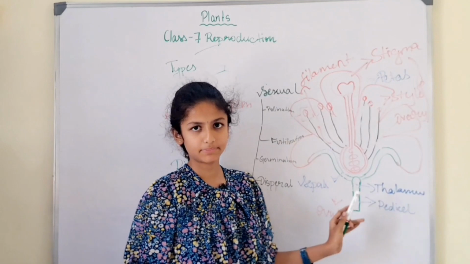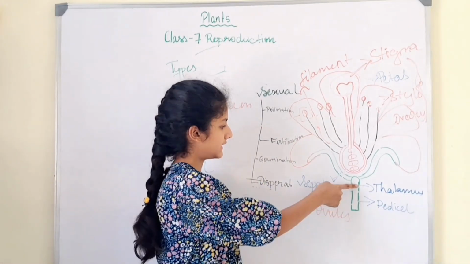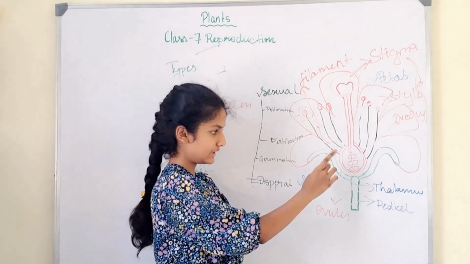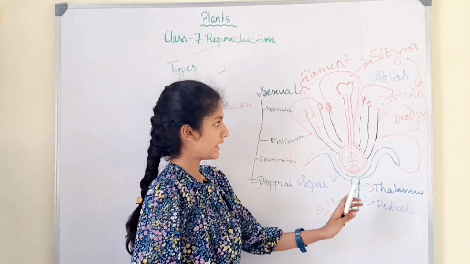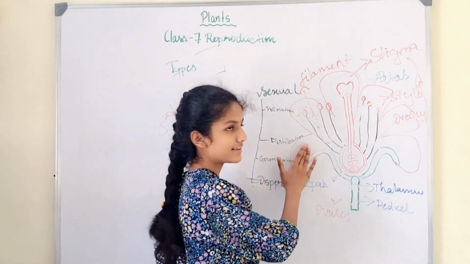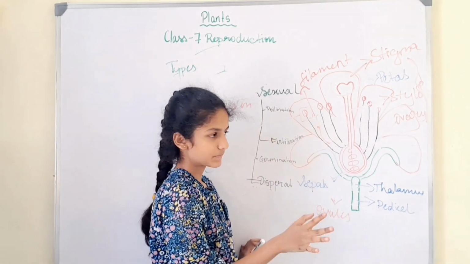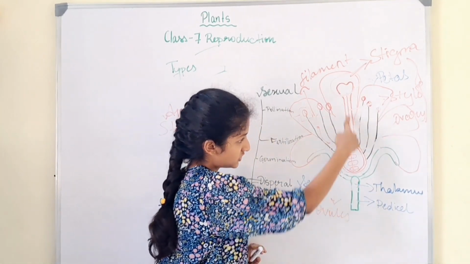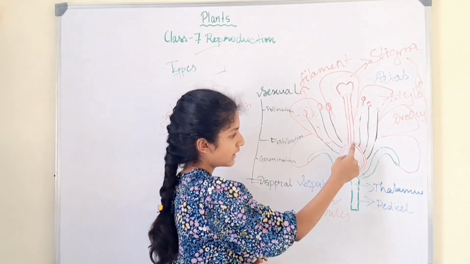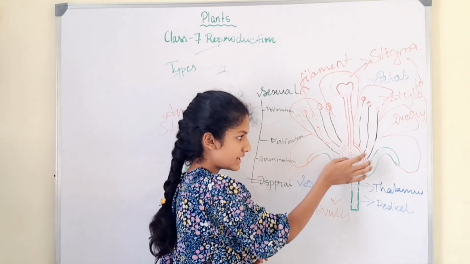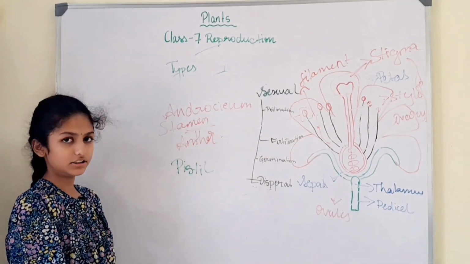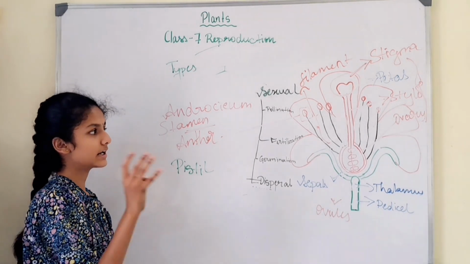Let us recap the parts of a flower. Thalamus, the bulged part, pedicel. The leaves just below the flower are sepals. The attractive part is the petals. Now the central structure: stigma, style is the tube, ovary is this part. In this ovary, we have ovules. The central structure is the female reproductive part, also known as pistil and gynoecium.